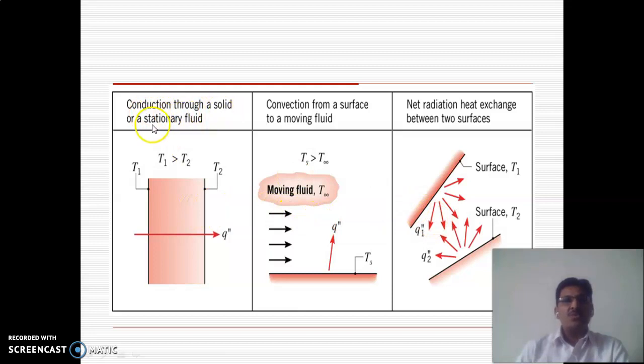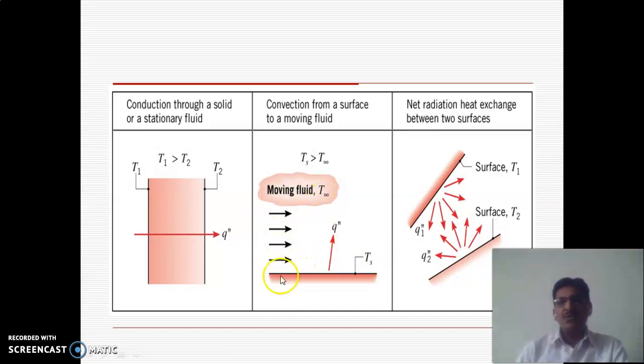First, conduction through a solid or a stationary fluid. This is the wall we are considering. T1 is the temperature on one surface, T2 is the temperature on the second surface. Here T1 is greater than T2, and this is the heat transfer rate in the conduction mode of heat transfer. Similarly, you can see the second mode of heat transfer, that is the convection mode, with surface temperature Ts and moving fluid temperature T infinity.